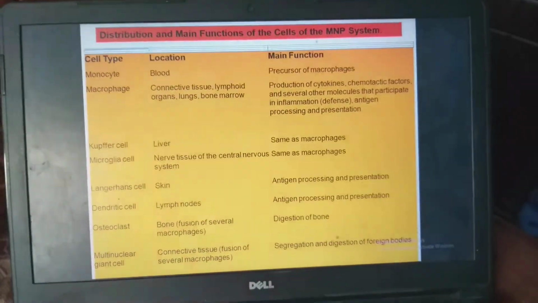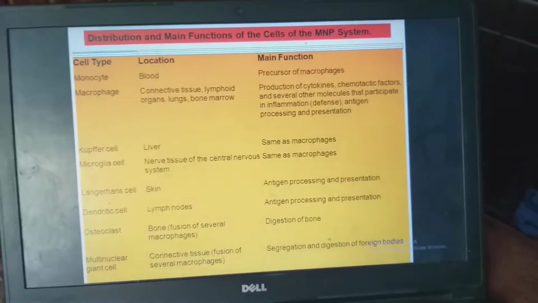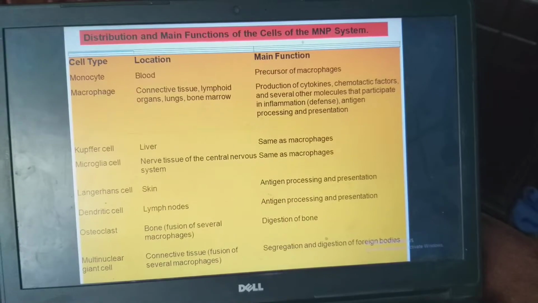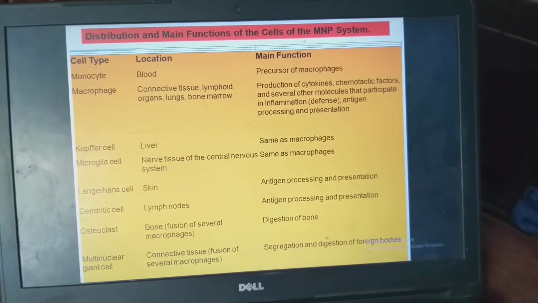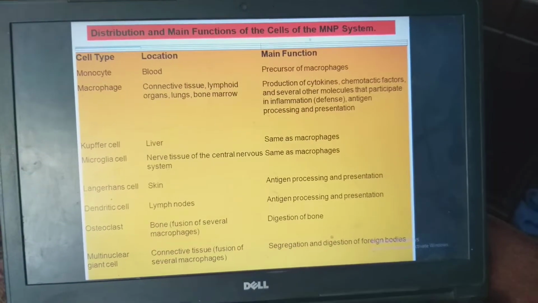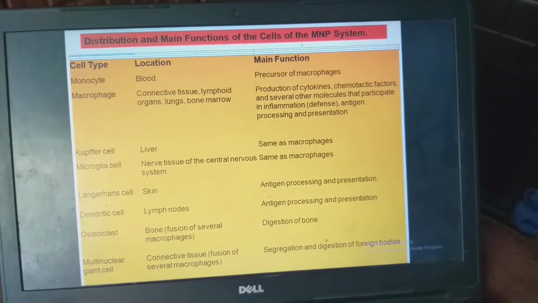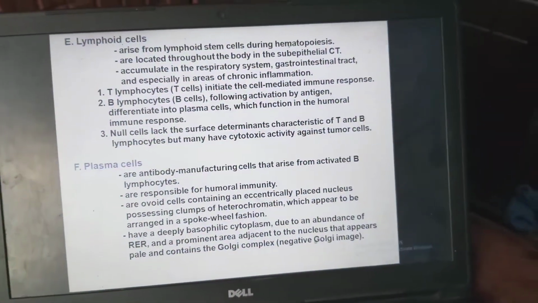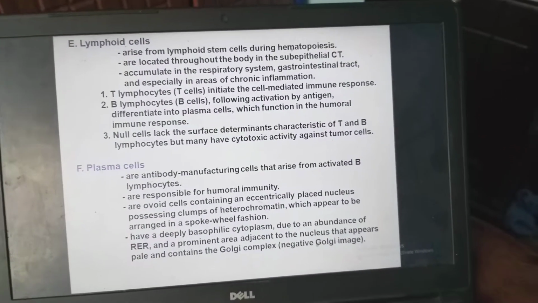I will ask you this one by one. Maybe I will ask you cell types. Maybe I will ask you their location and their function. Identify where is the location of monocyte in blood, macrophage where, Kupffer cells are where, microglia where, Langerhans dendritic cells. So don't forget them. The others are lymphoid cells.